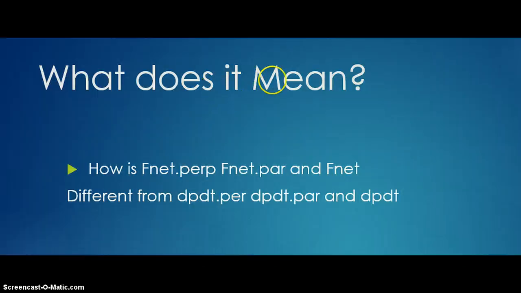And in conclusion, the what does it mean and what if questions. What does it mean? How is F net perpendicular, F net parallel, F net different from delta P delta T perpendicular, delta P delta T parallel, and delta P delta T? F net predicts the forces that are acting on an object, while delta P delta T describes how those forces cause that object to move. They have the same magnitude, but delta P delta T describes how it moves, while F net just describes what exactly is acting on it.